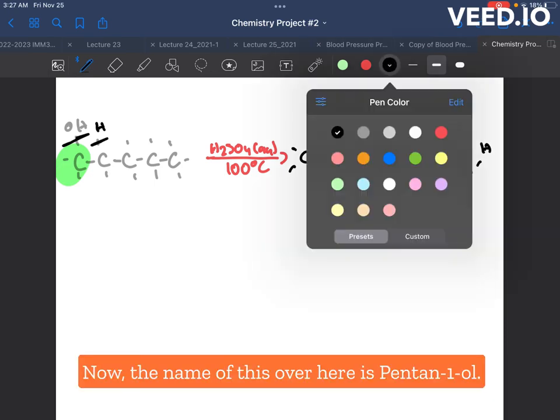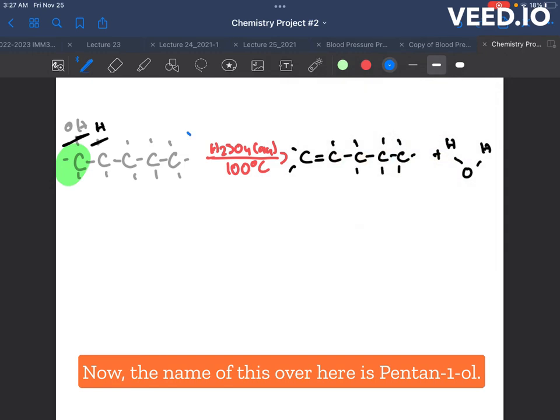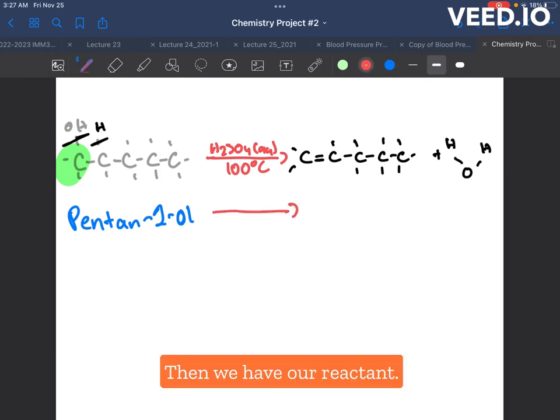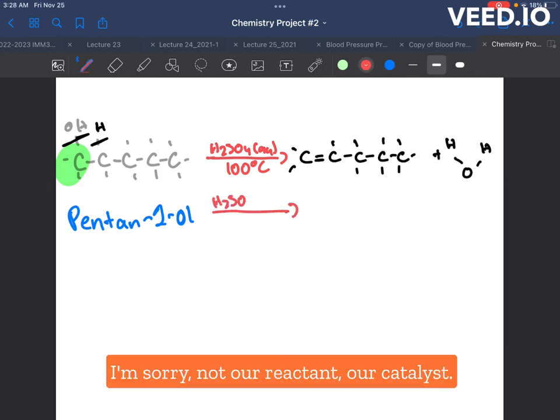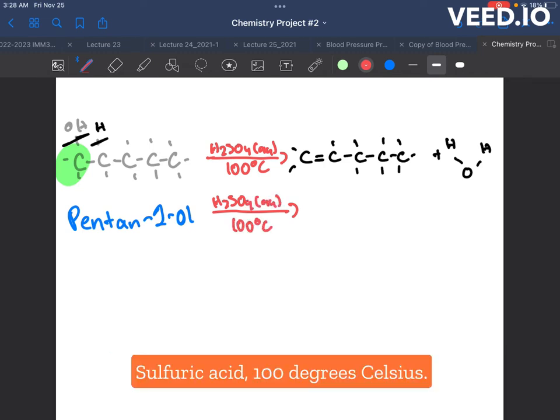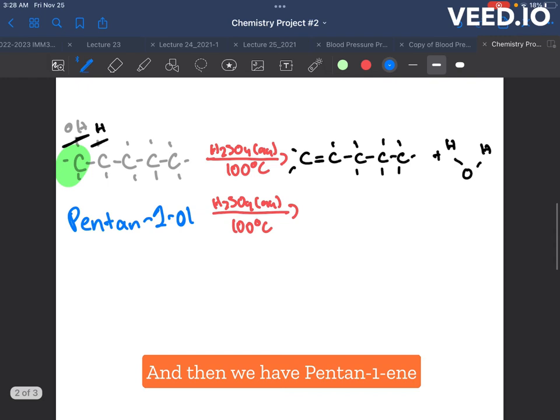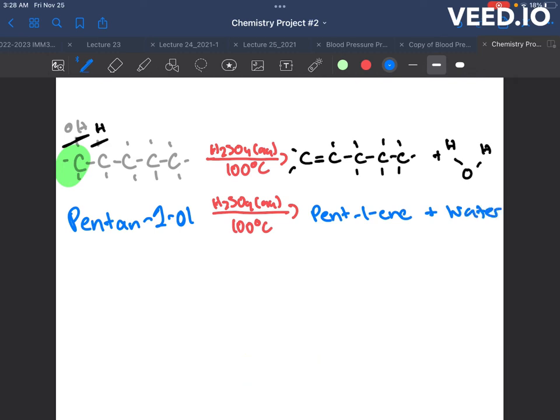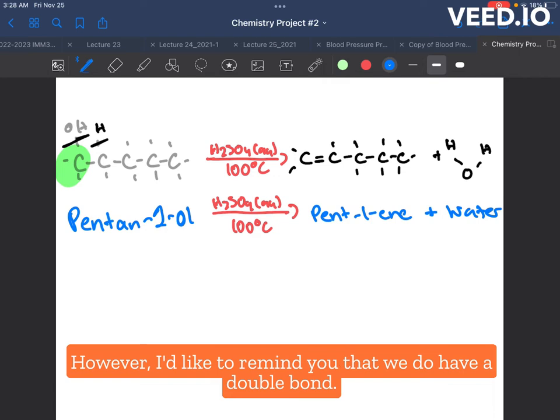Now the name of this over here is pentan-1-ol. Then we have our reactant. Oh, sorry, not a reactant, our catalyst, sulfuric acid at 100 degrees Celsius. And then we have pent-1-ene plus water.